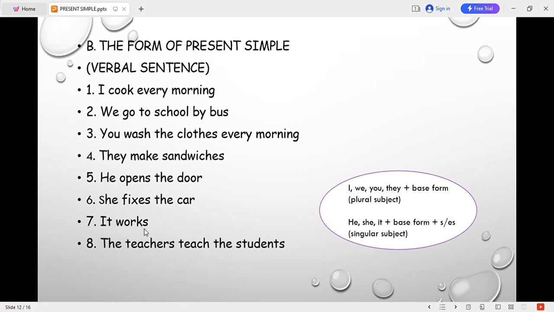It works. For example, you have a machine, maybe an electric machine, and it's working. So you say to your friend, it works well, something like that. I put s because it is the singular subject.